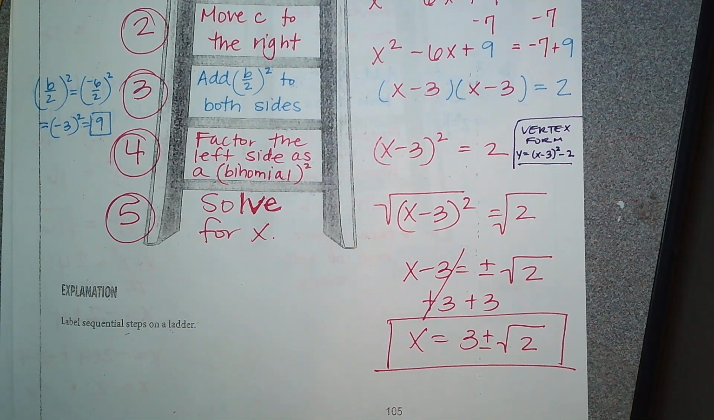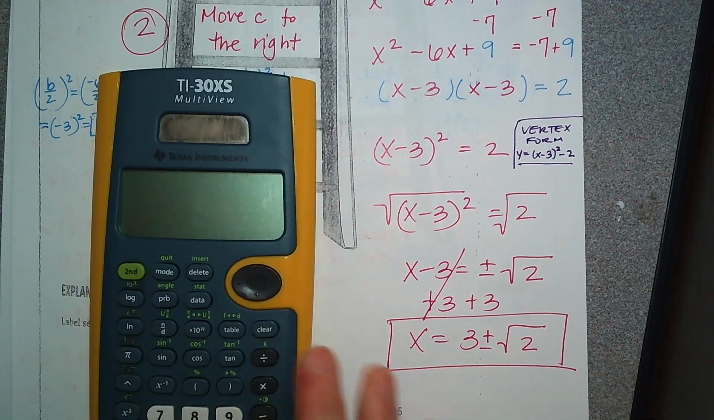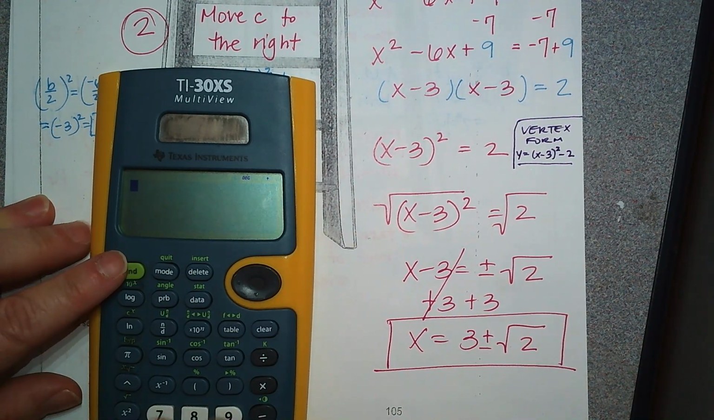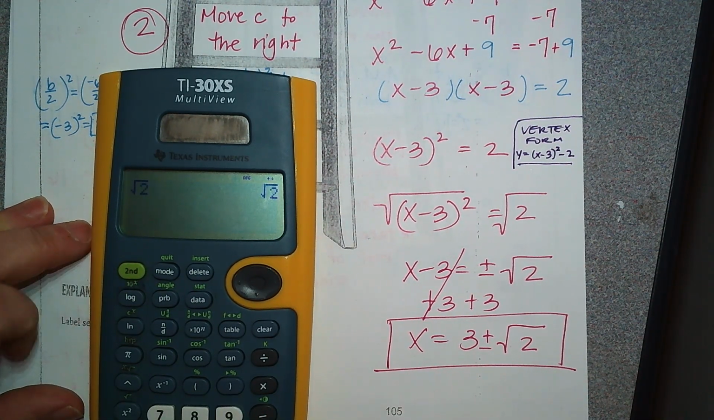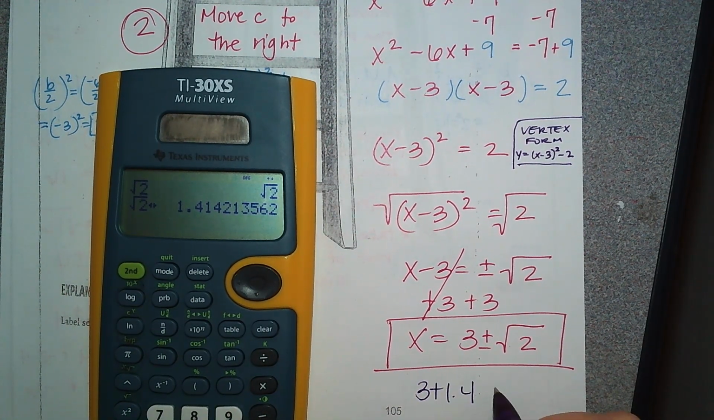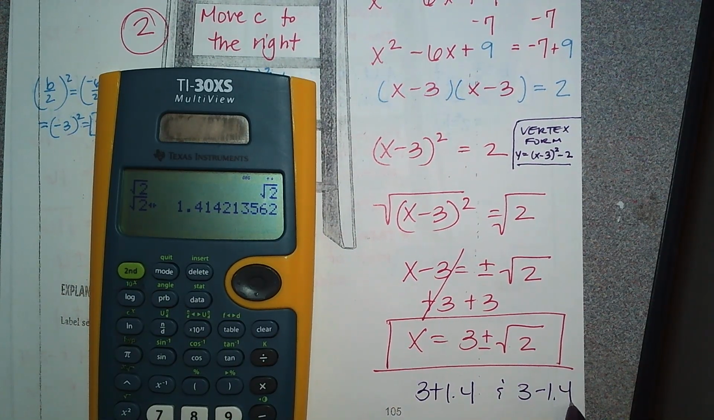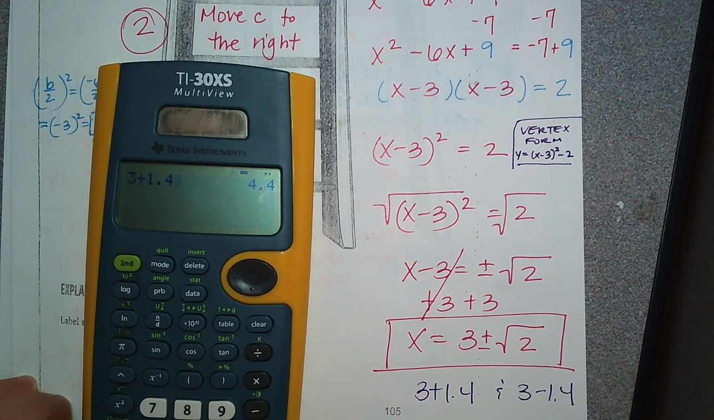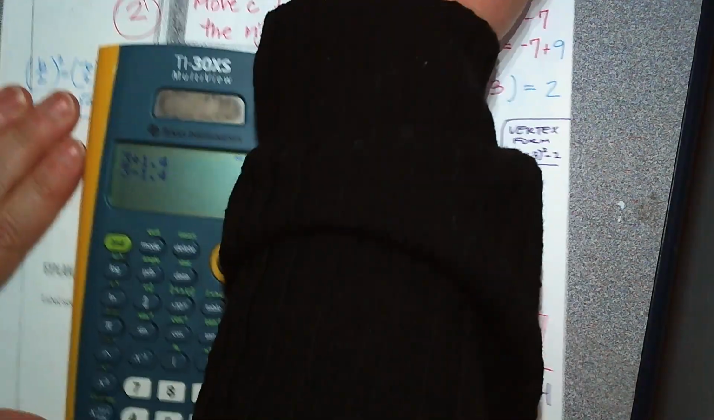Depending on what situation you're in, if you are taking a standardized test, then you might see the answer like this, or you could possibly see the answer as a decimal. What's the square root of 2? 1.4. So it'd be 3 plus 1.4 and 3 minus 1.4. And you would go ahead and get those 2 solutions. 3 plus 1.4 is 4.4. And 3 minus 1.4 is 1.6.